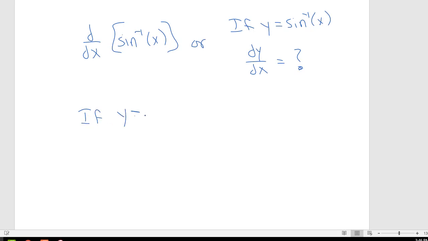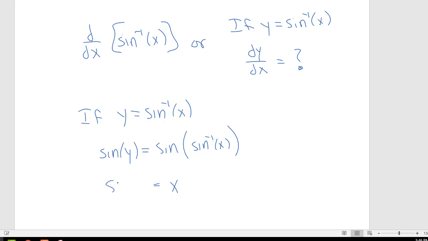If I'm wanting the derivative of inverse sine of x, I don't know how to find it directly. So let's write this in an implicit form. How would I get the inverse sine out of this equation? I would use its inverse. What undoes the inverse sine function? The sine function. So the sine of the inverse sine cancels because they're inverses, and I end up with sine of y equals x.